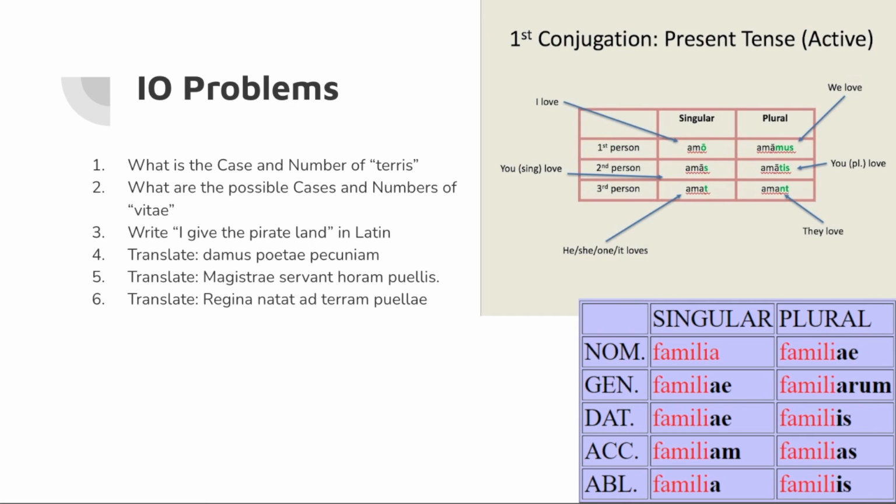It's the queen swims to the land for the girl. So that's a dative singular, so you can add to or for, so it'd be for the girl. The queen swims to the land for the girl. So yeah, that's it. Those are indirect object practice questions. Now you know indirect objects.